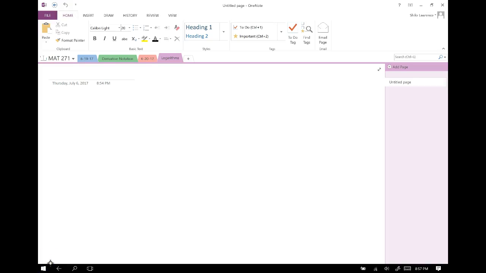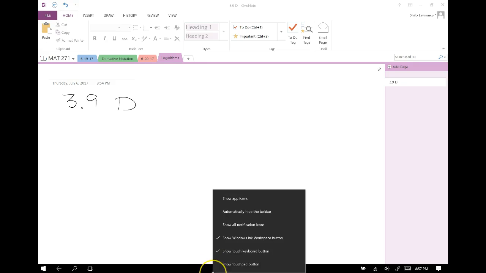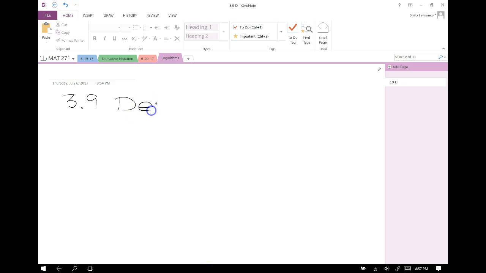Section 3.9 is derivatives of logarithmic and exponential functions. We've already talked about the derivative for just our basic e to the x, and then also applied some chain rules for e to the x. But we're going to talk just a little bit more about what it looks like if the base is not e, but then also logs here in this section.